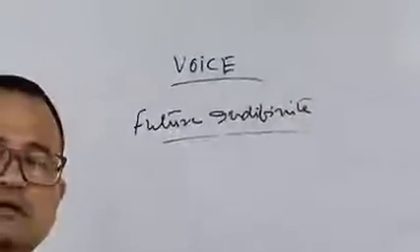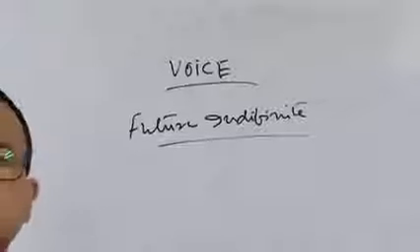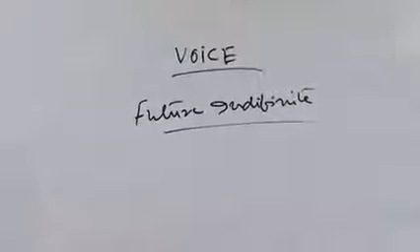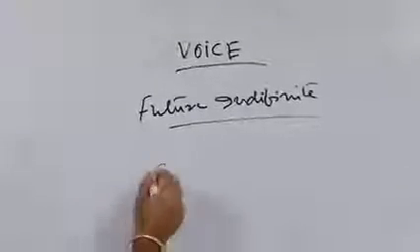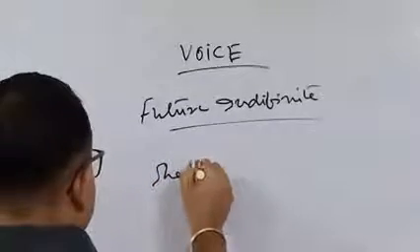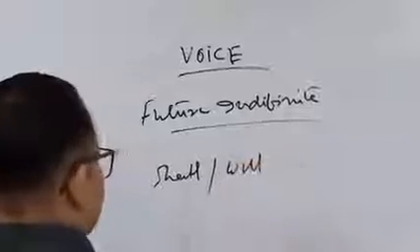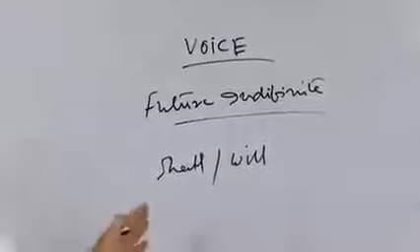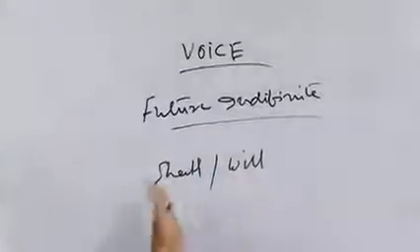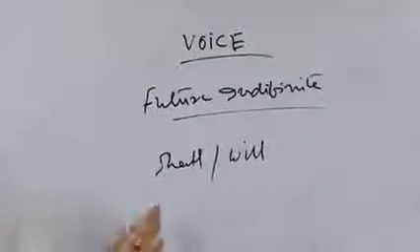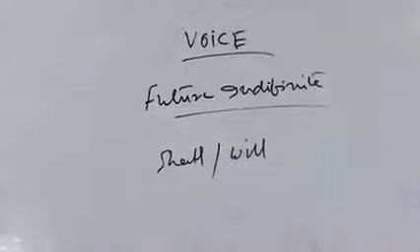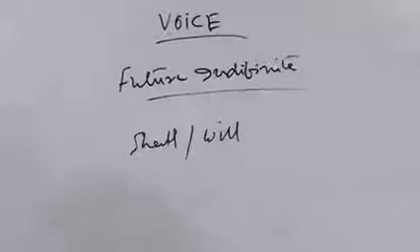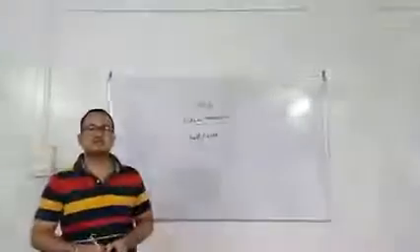So if the sentence in the active voice is future indefinite or simple future, then we will always find shall or will after subject. Okay? Whether it will be shall or will, that will be decided by the subject, but you will definitely find shall or will after the subject. So then you can identify the sentence in the active voice is simple future.